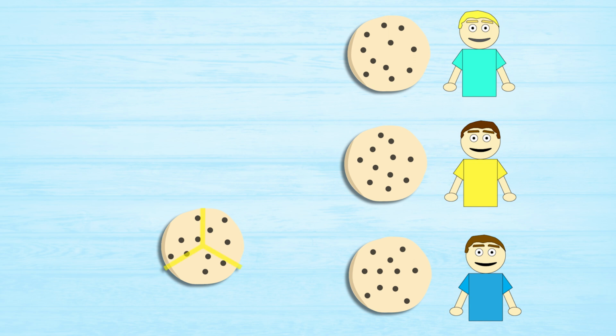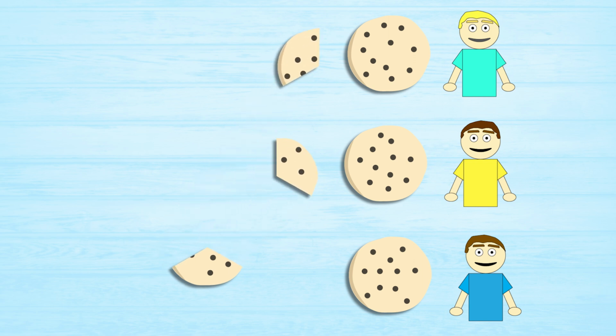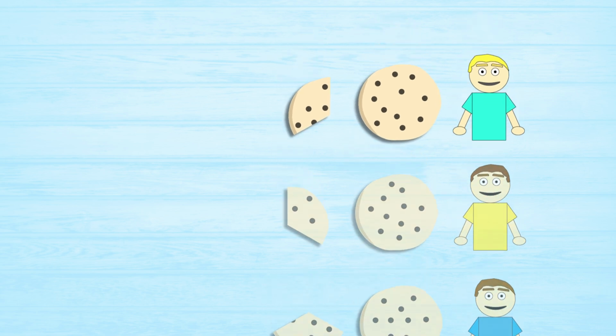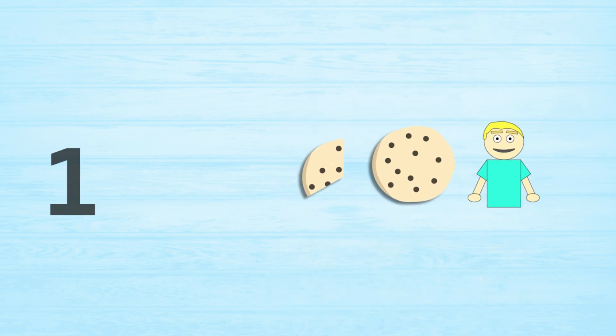We're going to divide this cookie into 3 pieces, so everybody gets 1 more piece. Friend number 1 gets this piece, friend number 2 gets this piece, friend number 3 gets this piece. We now need to figure out how many cookies each friend got to eat. Well, let's look at friend number 1. They got 1 whole cookie, but they also got a piece of this cookie.